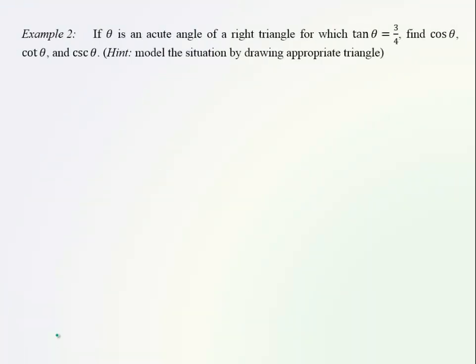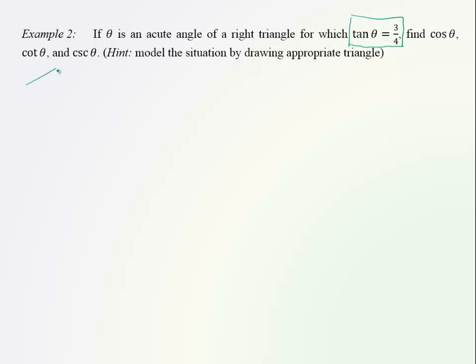If theta is an acute angle of a right triangle for which tangent is equal to 3/4, find cosine, cotangent, and cosecant of theta. Well, how do we do that? We have a little hint here. Model the situation by drawing an appropriate triangle. So let's draw a triangle that will have this ratio as a tangent.